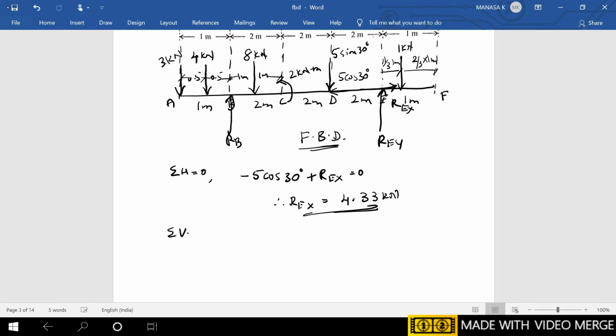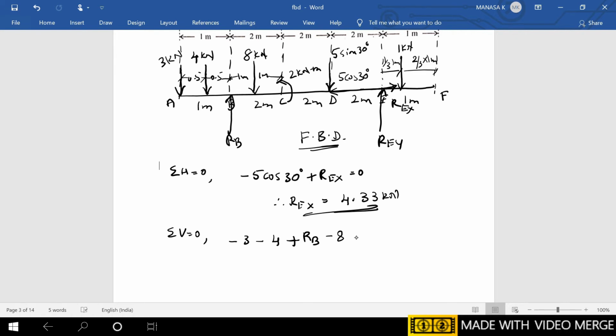Next you apply sigma V equal to 0. Collect all the vertical forces including the reactions. Starting at point A, there is one downward 3 kilonewton, minus 3. Between A and B there is one downward 4 kilonewton, minus 4. And at B there is an upward reaction RB that will be positive, so plus RB. Between B and C, there is a downward 8 kilonewton, minus 8. At C, there is a moment. So for the equation sigma V, you will not take this moment into consideration.